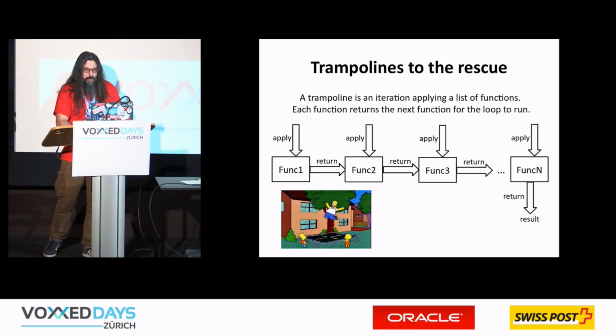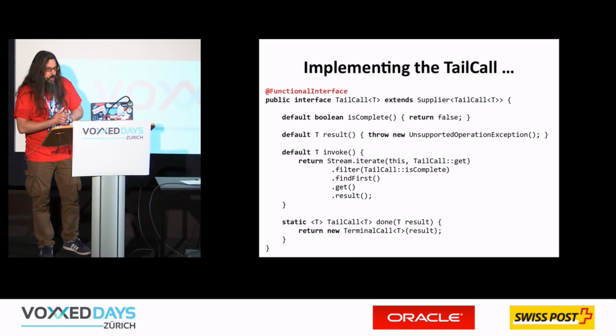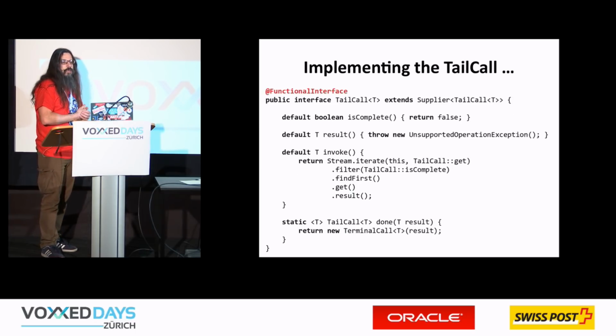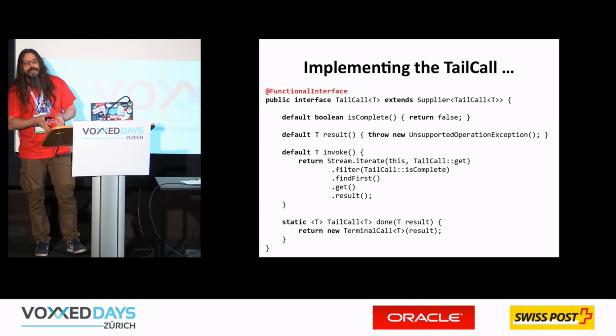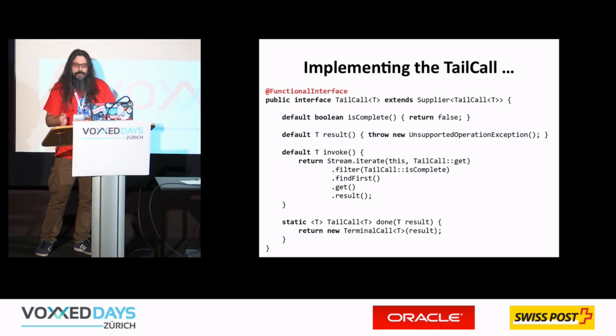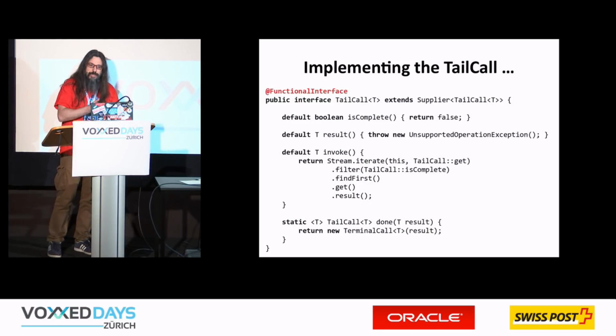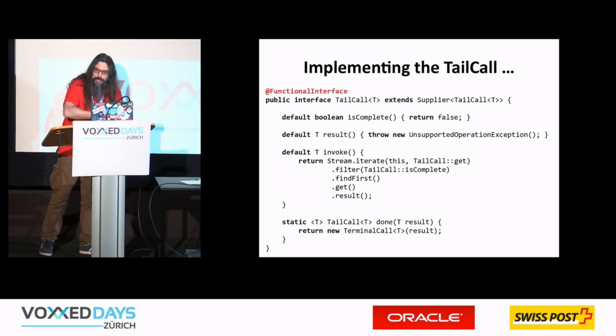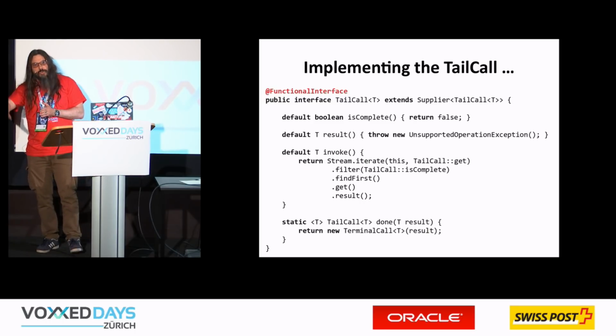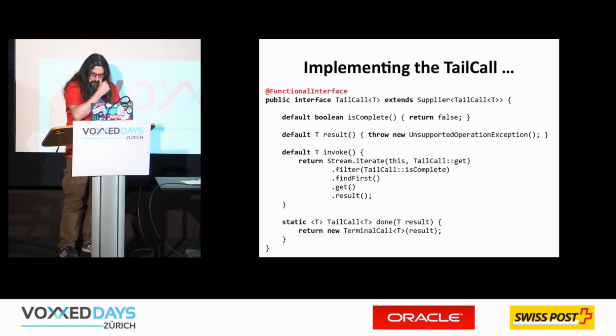How can you implement this in Java? I declared this interface, which is a TailCall, which is a Supplier of a TailCall, meaning that when you call get on it, you will return another TailCall. So the function returns another function when it is invoked.